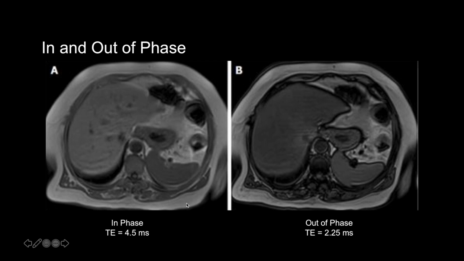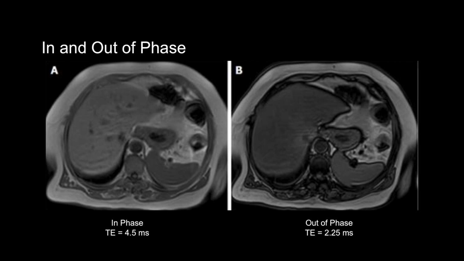Notice that the fat in the subcutaneous tissues remains bright on both. That's because this is bulk fat. So on the in-phase image, you're going to have water plus fat, so 0 water plus 1 fat is 1. And here we have the difference, and the difference between 1 and 0 is 1. So the signal is going to be the same. So the signal only drops on the out-of-phase image if you have both water and fat within a voxel.